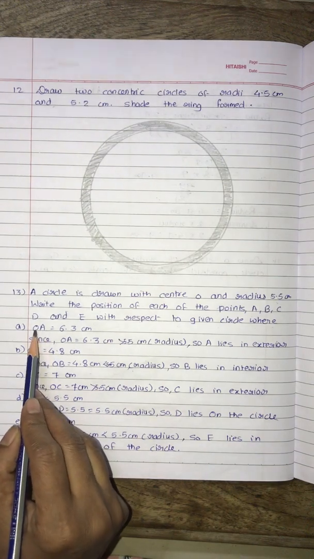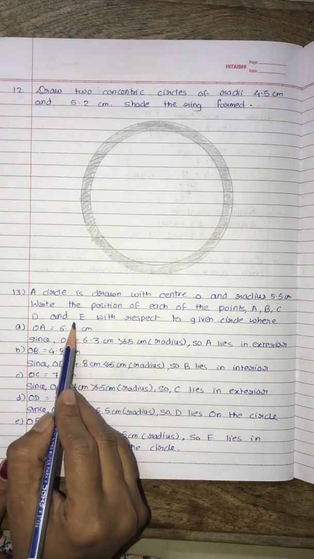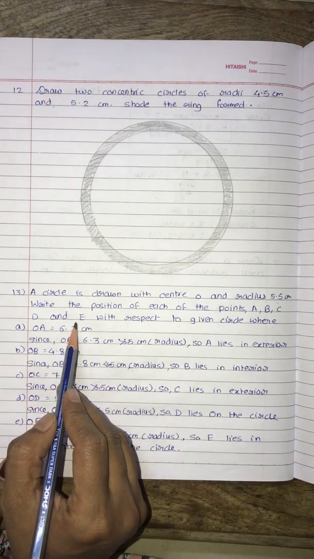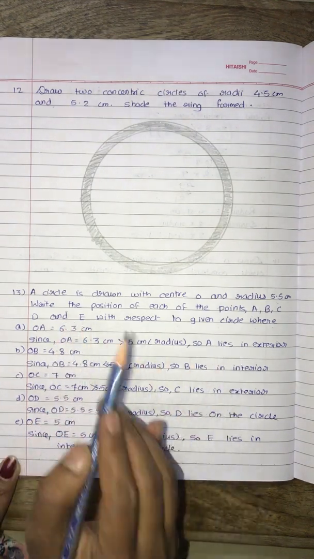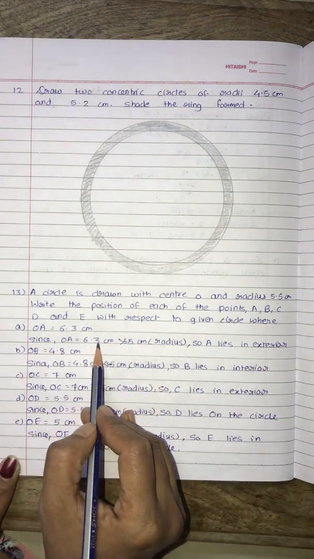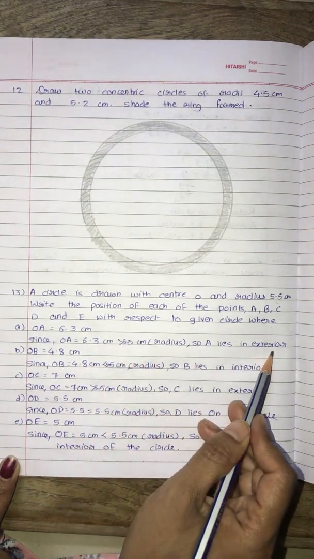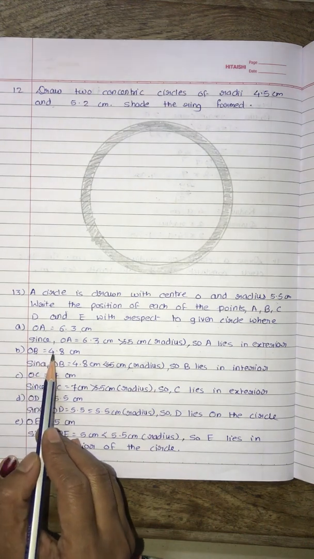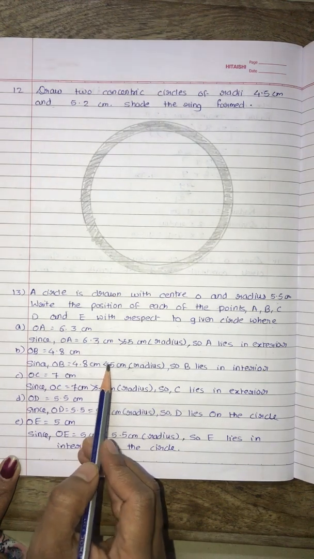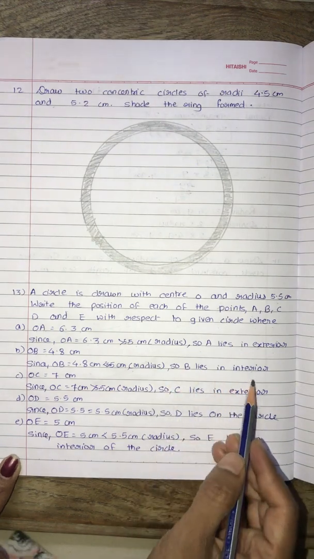OA means point A. O is the center, right? OA is 6.3. If OA is 6.3, that means it is greater than 5.5, because 5.5 is our radius, so it will lie outside the circle, that is the exterior of the circle. So we will write, since OA is 6.3, which is greater than 5.5 centimeter, A lies in the exterior of the circle. Now we have OB. OB is 4.8 centimeter, which is less than 5.5 centimeter. So it will lie inside the circle, and hence we will write B lies in the interior of the circle.